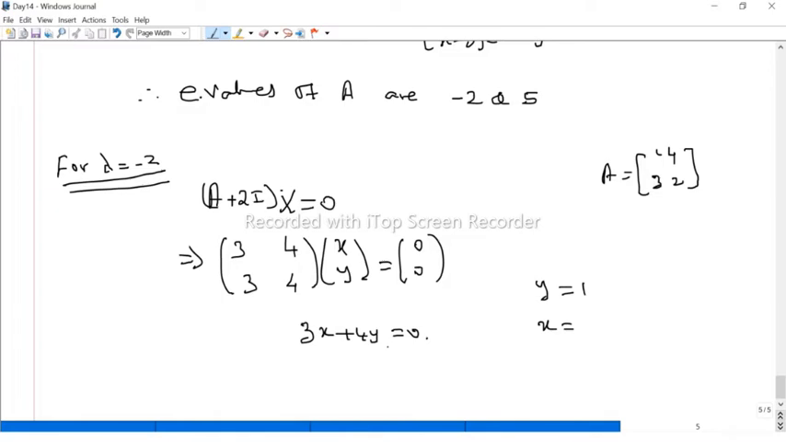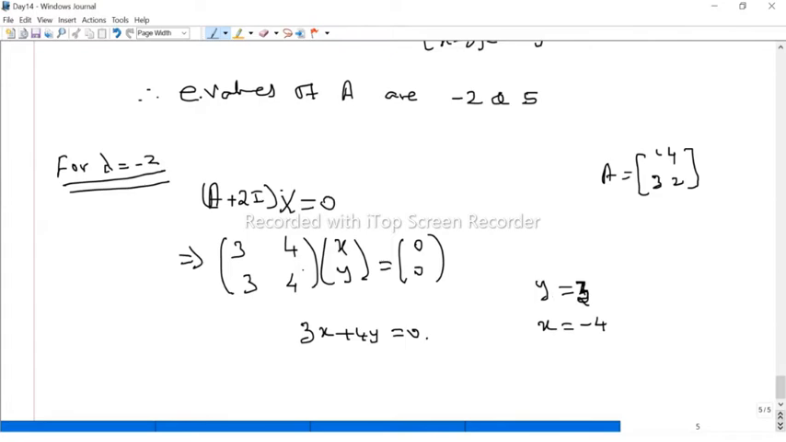If you take y equal to 3, better. So if you take y equal to 3, then what is this? This is 12. If you take this, minus 12 by 3 is minus 4. You can take any value, so for simplicity I am taking this.